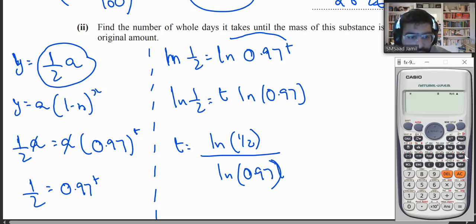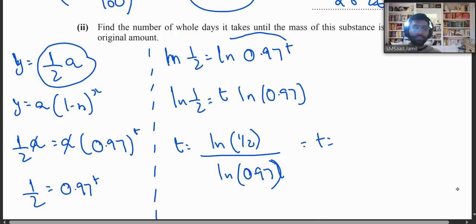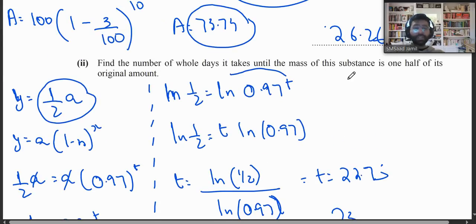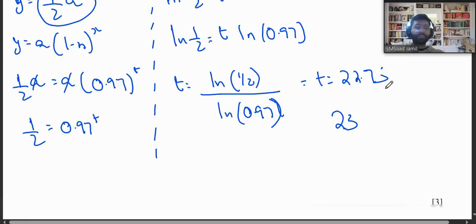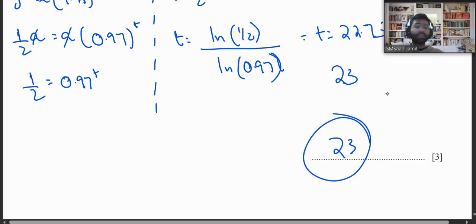Go to your calculator. Log, let me do it like this, log half upon log 0.97. So basically this is 22.75. t is equal to 22.75. So it says find the number of whole days, whole. Alright, so basically full days. So after 23 days, it will take 23 days until the mass of substance is 1/2 of its original amount. So it will take 23 days.